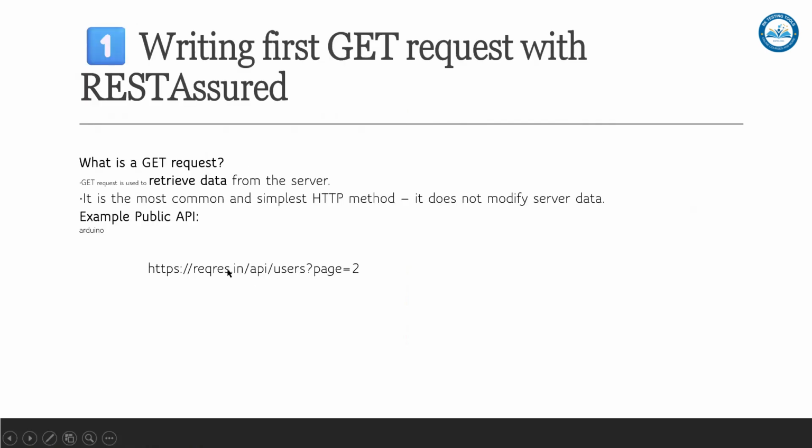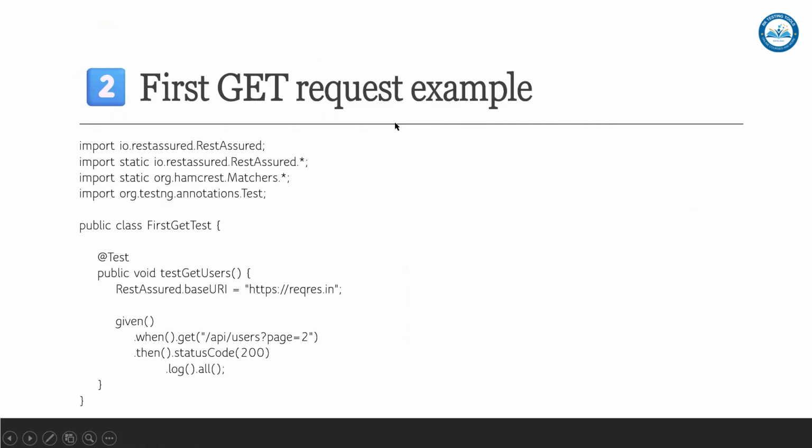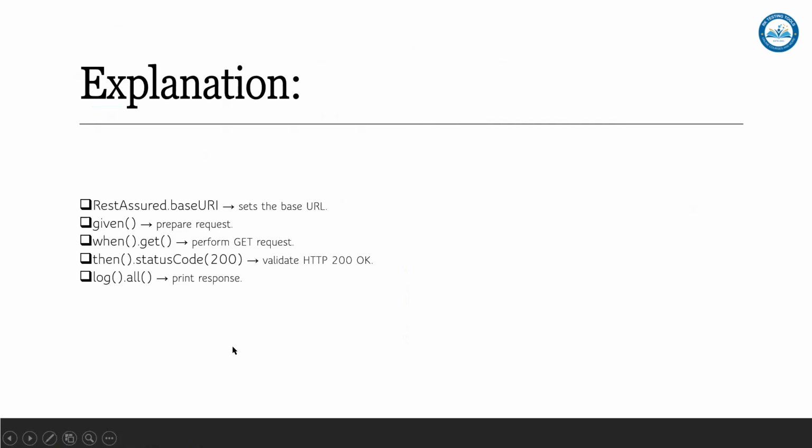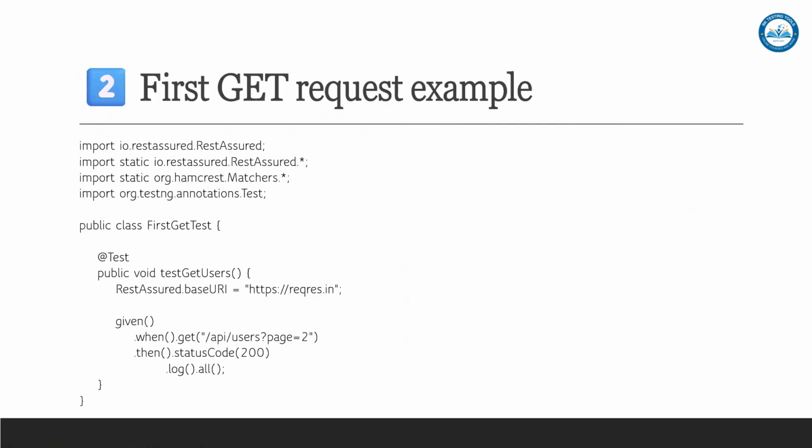So this is an API which we are going to use. Also, this is a GET request URL, an HTTPS request, in API users page equal to. And this is the first GET request example. We are using a test method, RestAssured.baseURI is equal to the main URI, and then given, when, get of the resource URL, then statusCode of 200. Then finally we are logging everything. We'll see this program practically.